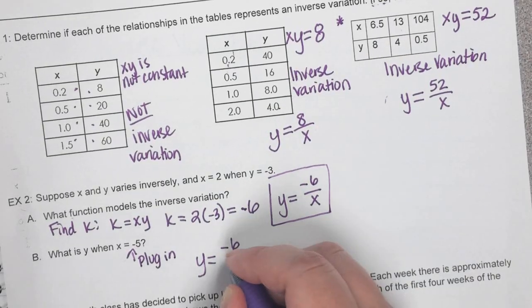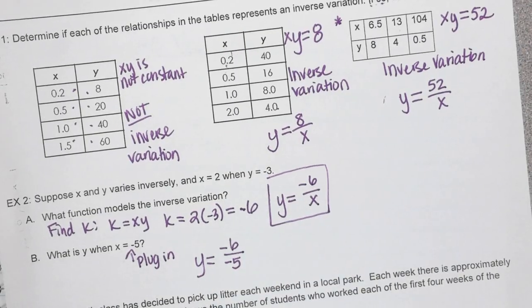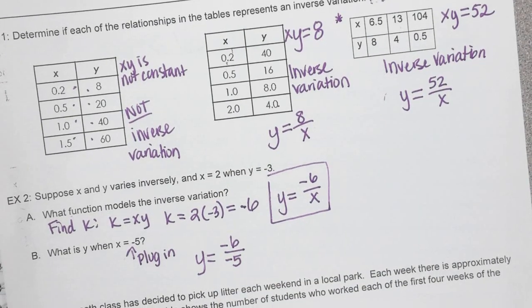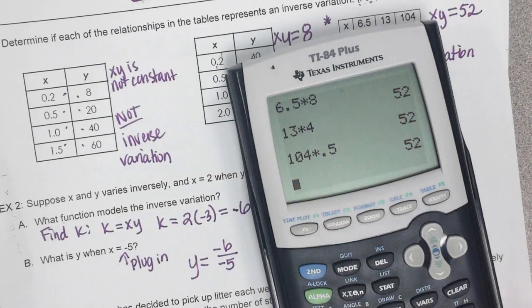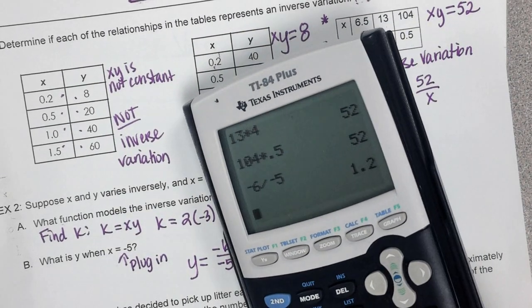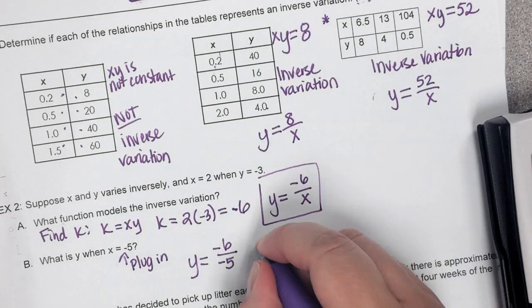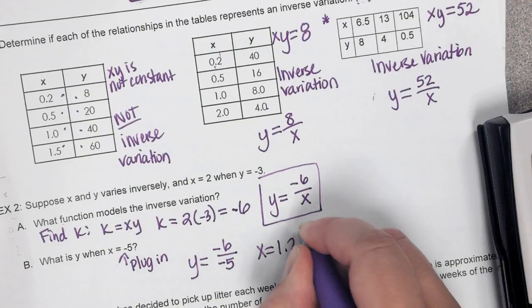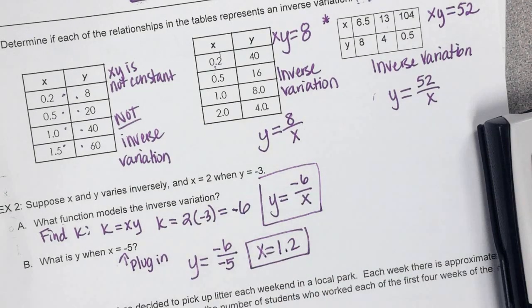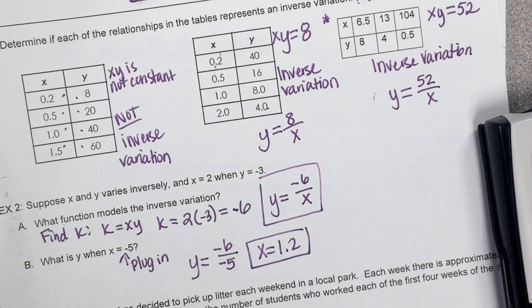-6 divided by -5. And what is negative 6 divided by negative 5? Put that right in your calculator. It is 1.2. Okay? How do we feel about that? This isn't that bad, really.